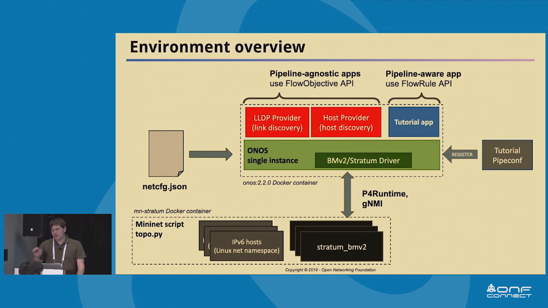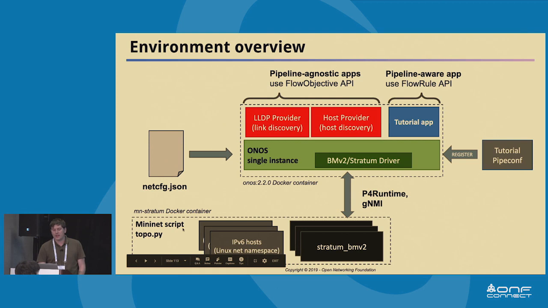Okay, so the goal of the third exercise is to start ONOS with a set of built-in applications and a custom application as well as a Pipeconf, and use that to control our 2x2 fabric. So at the very bottom, we have Mininet running inside a Docker container. This is the same Mininet container you started in exercise 1 and 2, with 4 Stratum BMV2 instances and a number of IPv6 hosts emulated using Linux network namespaces.